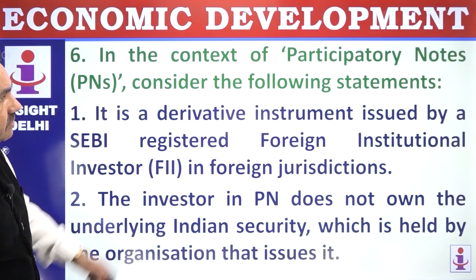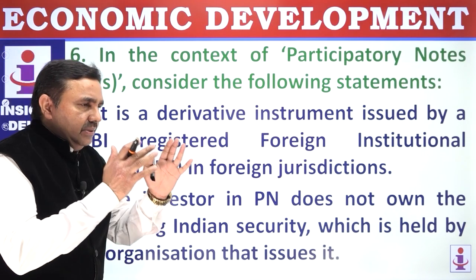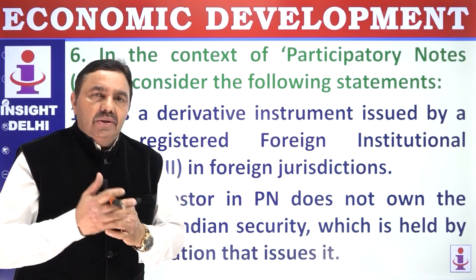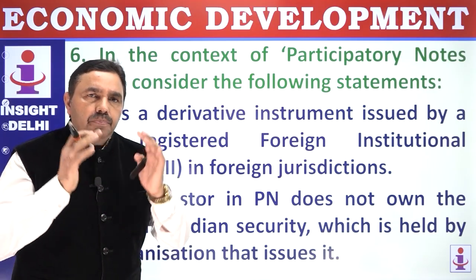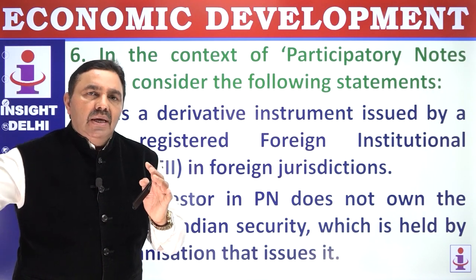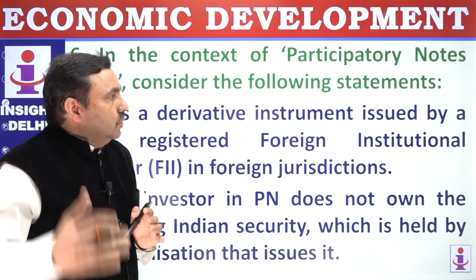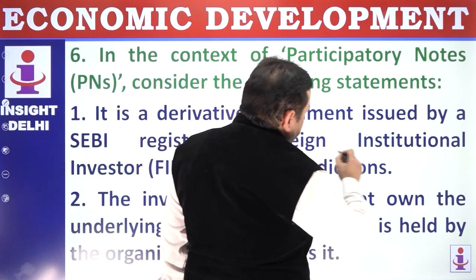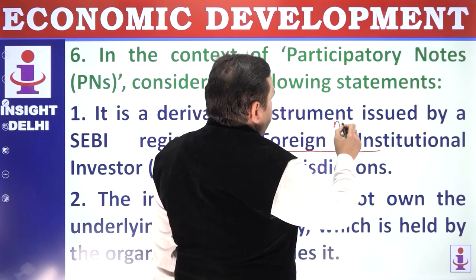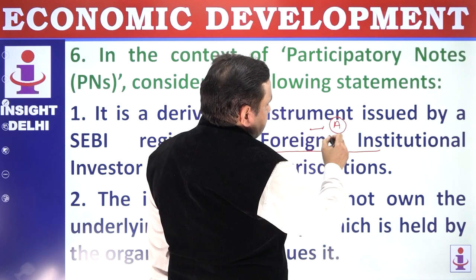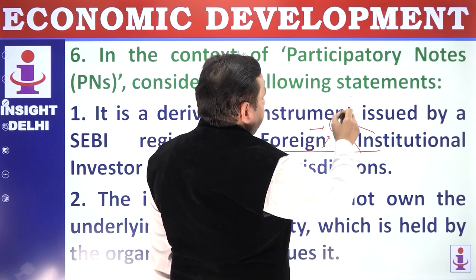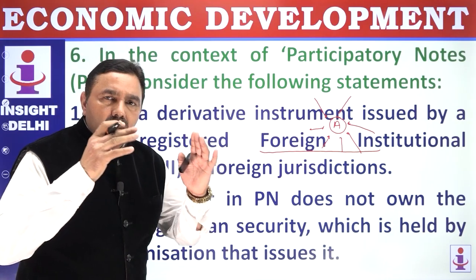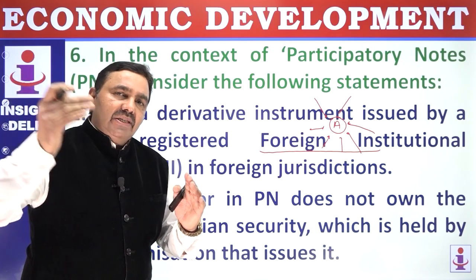Question number 6. In the context of participatory notes, these are basically one of the instruments of foreign investment in the Indian security market or Indian stock market. So PNs are issued by those hedge fund companies or investors or foreign institutional investors that are registered with SEBI. But suppose there is a company called A, and that hedge fund or investor is getting fund investment from, let's say, 5 or 6 or 10 different or 1,000 different people. So participatory notes allow a kind of disguised investment in India.